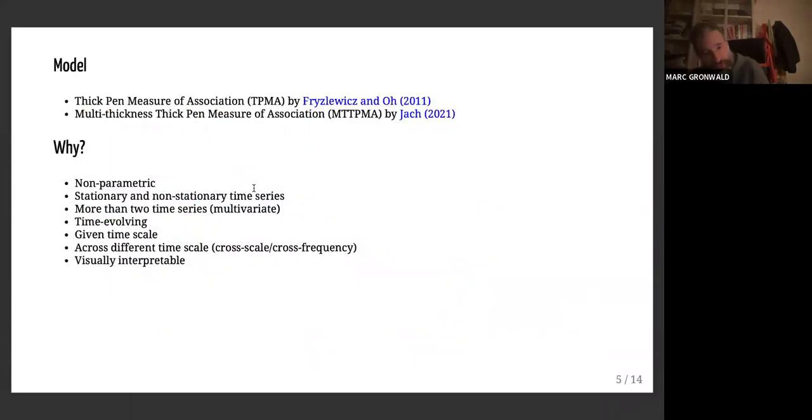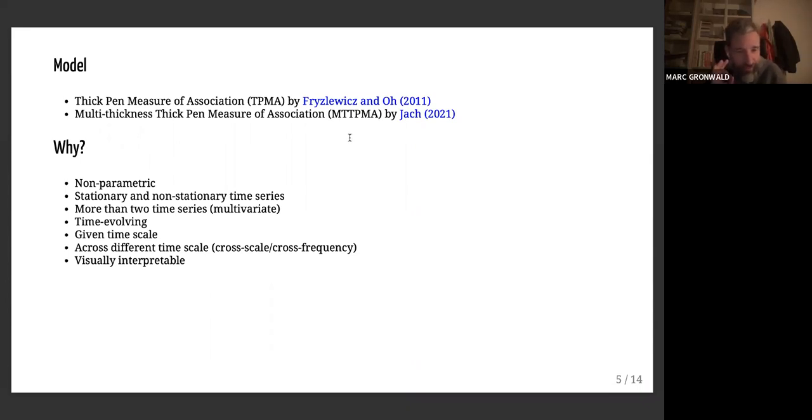Okay, so the method we are using goes back to two papers, or two methods. One is called the thick-pen measure of association, which was pioneered by Fryzlewicz and Oh in 2011. That was published in a non-economic, non-finance journal, so essentially we are importing this method into the energy economics and energy finance literature. Building on this method from 2011, there is also a more general version, called the multi-thickness thick-pen measure of association, by Jach from 2021.